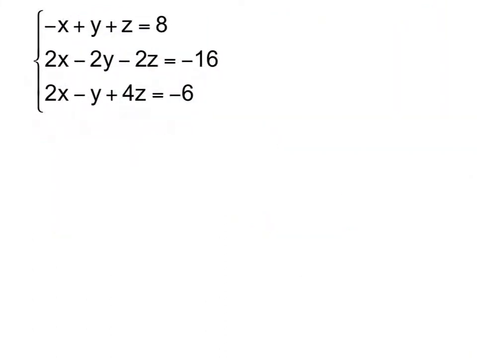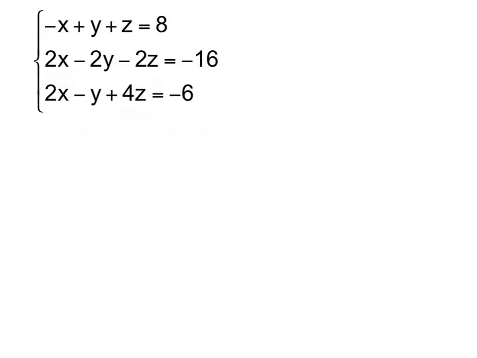One more example for us to try substitution on. Again, I don't have a variable by itself, but we can make a variable by itself in the top equation. It does not matter which variable you get alone, as long as you're consistent. So it looks like I could pretty easily get y or z alone. I'm going to get y alone just because we haven't done that yet.